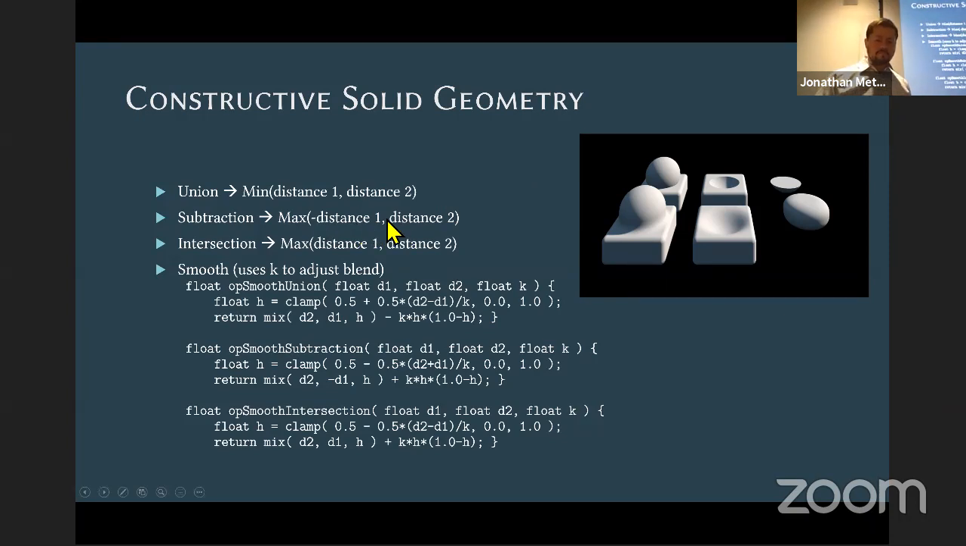Subtraction. Yeah, so we want to subtract one object from another. So what we can do is take the max of minus distance 1 and positive distance 2. Last time we mentioned why that was the case. What happens when you take the negative of one of the distances? If the signed distance function returns the opposite values, what does that mean?